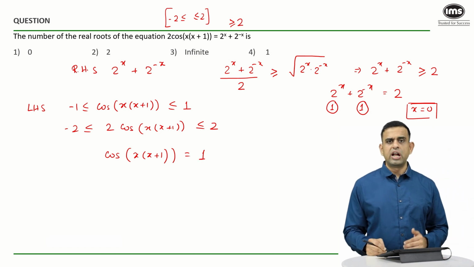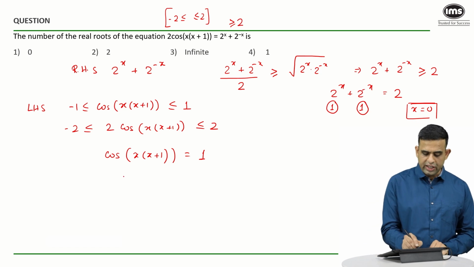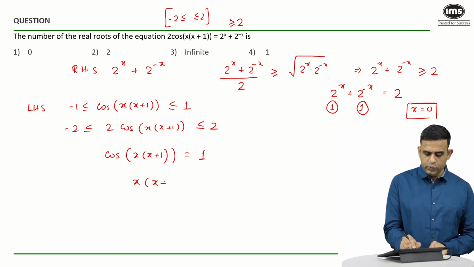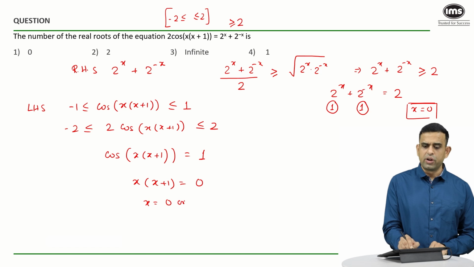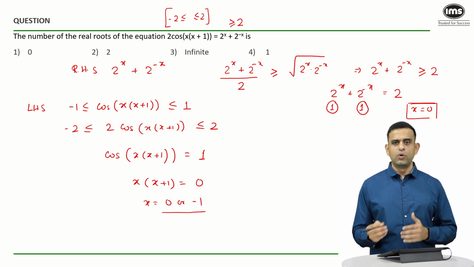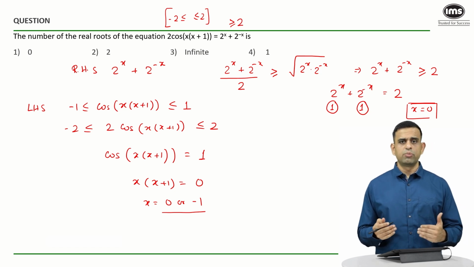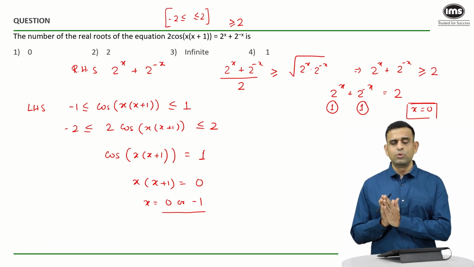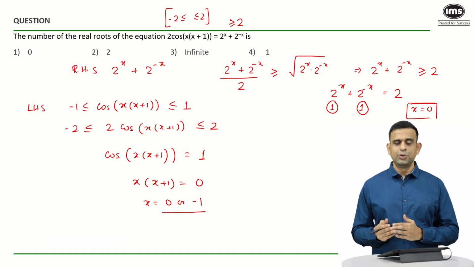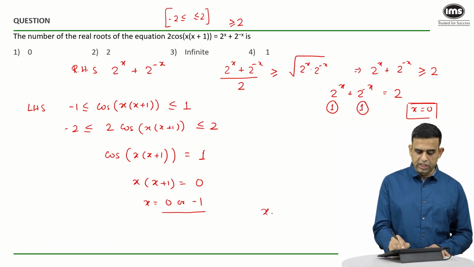And now one knows that cos of 0 happens to be 1. And you can say that this particular part x(x+1) becomes 0 for either x equals 0 or x equals minus 1. But if I now look at the common overlap, the left hand side becomes 2 for x equals 0 or minus 1. The RHS becomes equal to 2 only for x equals 0. So what is my common solution over here? Definitely x equals 0.